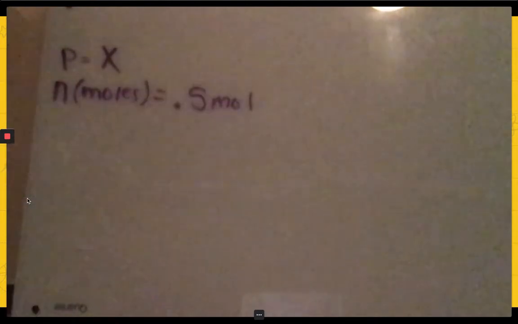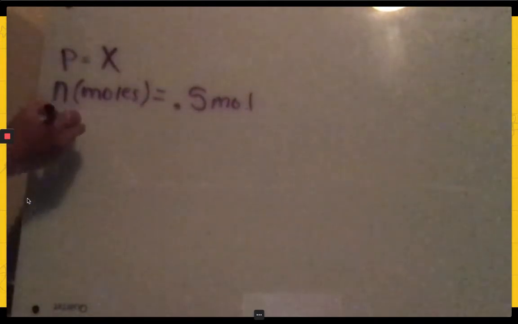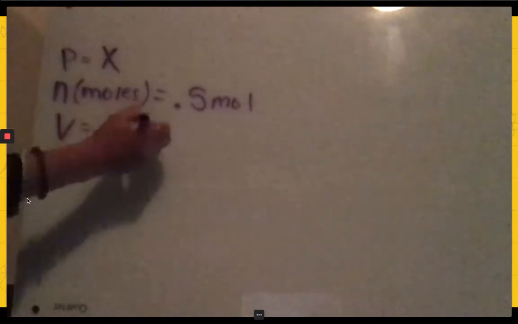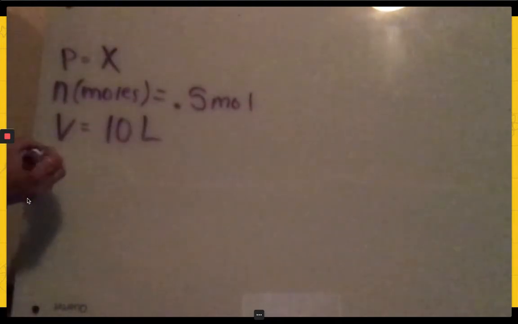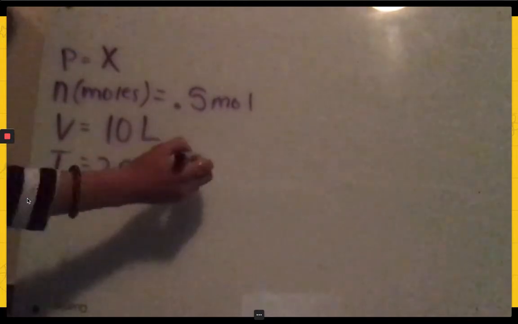It tells us that pressure, so it's looking for pressure. So our P is our X value. It then tells us it is exerted by a 0.5 mole sample, so our n, or our moles, is going to be 0.5 moles of nitrogen gas in a 10-liter container, so our volume equals 10 liters at 298 Kelvin. So our temperature is 298, and that is in Kelvin.